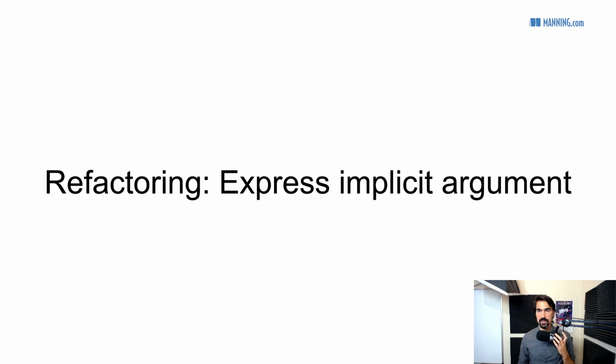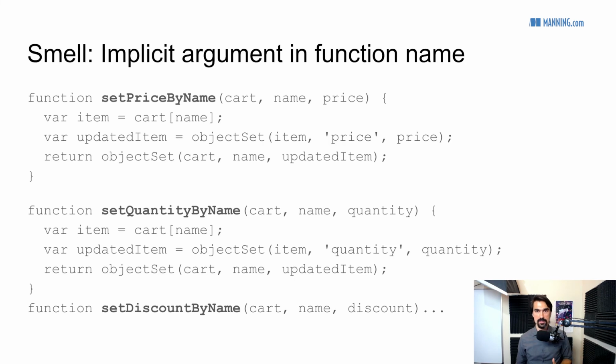Refactorings are answers to code smells. A code smell is a problem in your code that's not something you can really put your finger on. It's not necessarily a problem, but sometimes it is. So here is the implicit argument in function name smell. Let's imagine we had these three functions: set price by name, set quantity by name, and set discount by name. Let's look at the top one, set price by name.